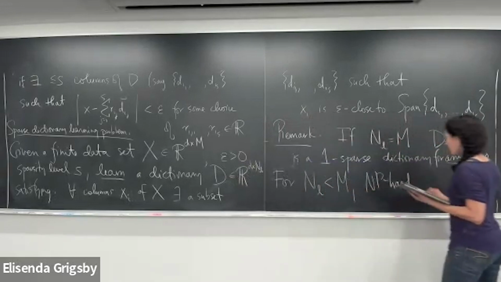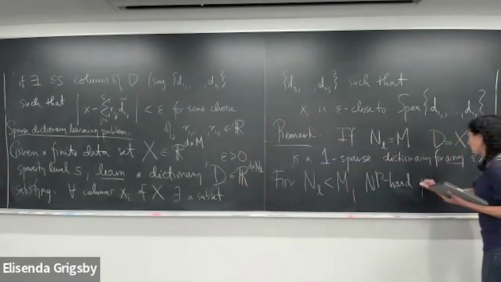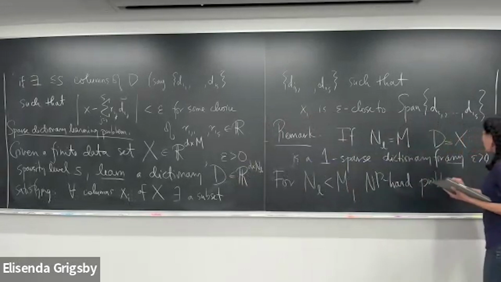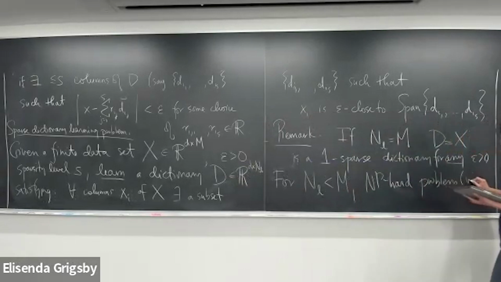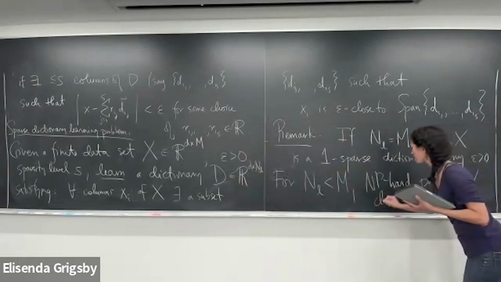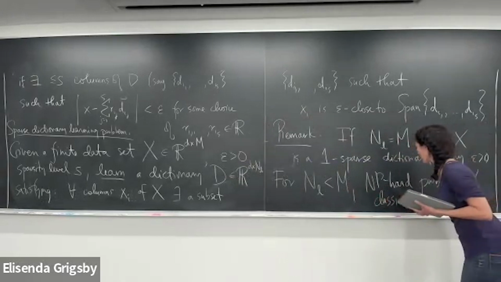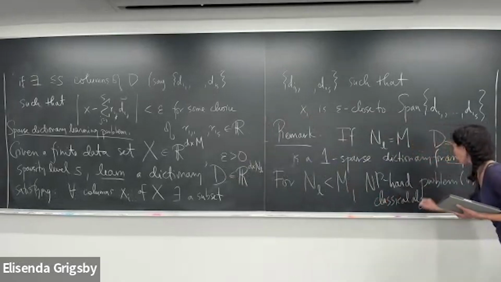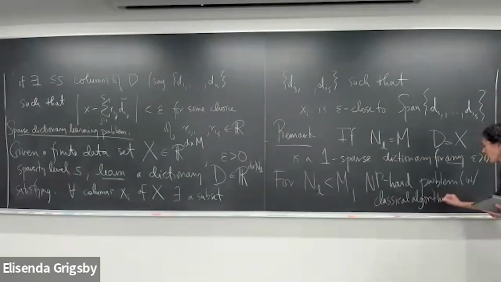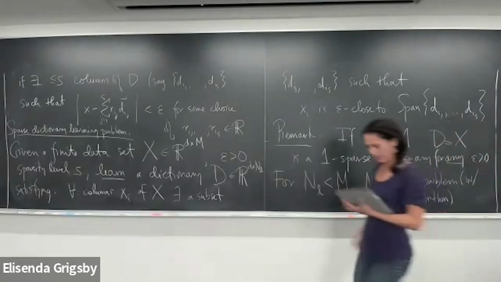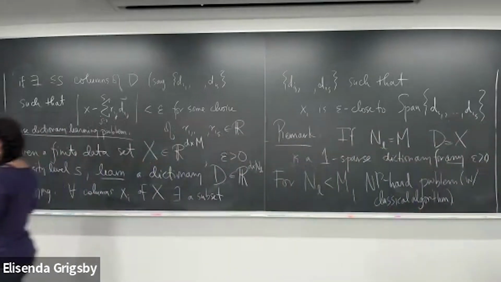But there do exist classical algorithms. I think this is actually a really interesting area of study, which I think people refer to as compressed sensing, or it's at least related to compressed sensing. This area is, I think, a really cool mathematical area.